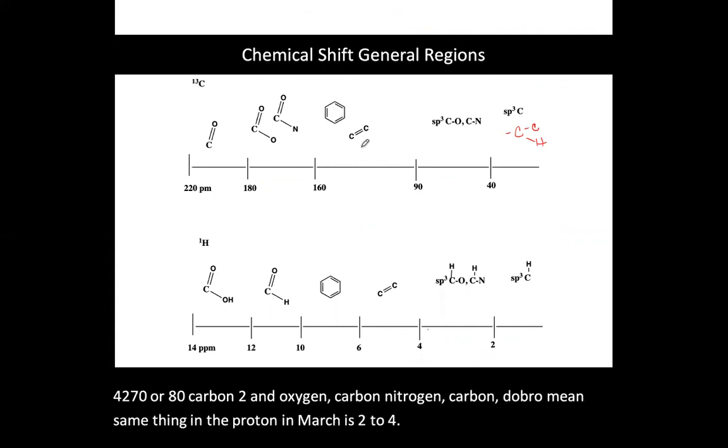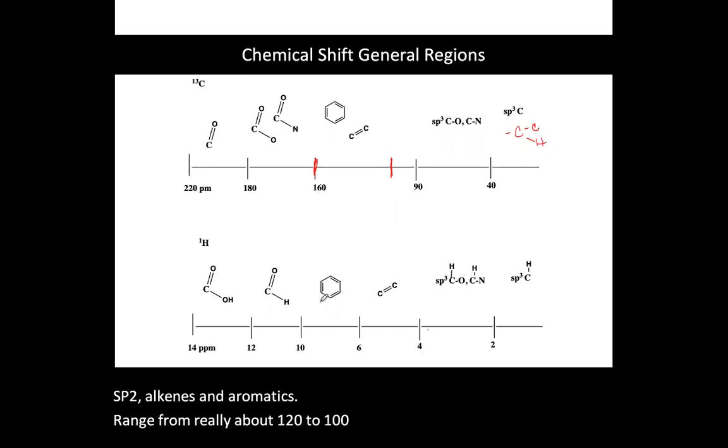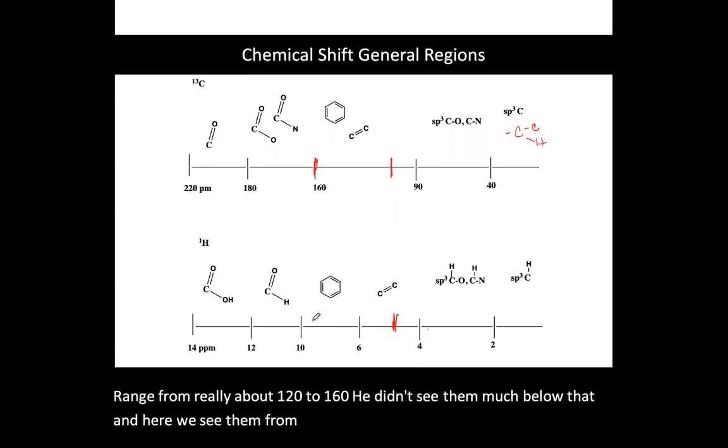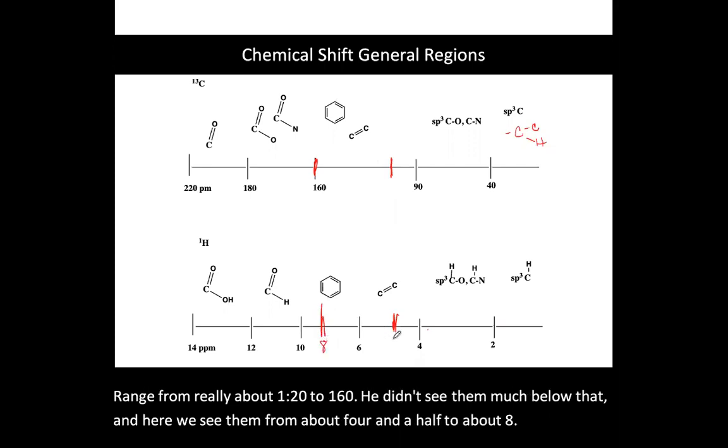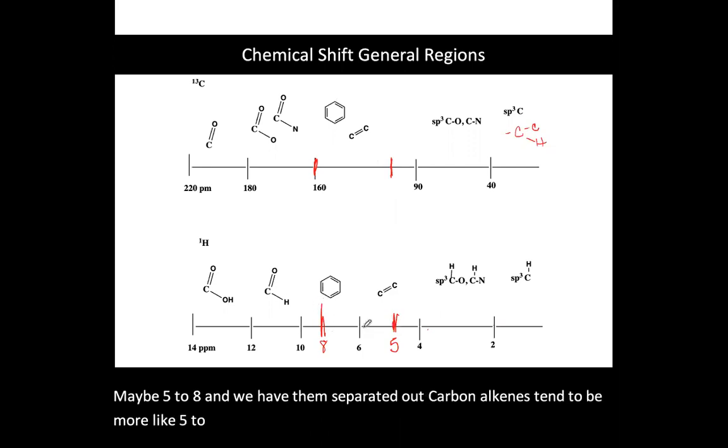sp2 alkenes and aromatics range from really about 120 to 160. You didn't see them much below that. And here we see them from about 4.5 to about 8. Okay, so maybe 5 to 8. And we have them separated out. Carbon alkenes tend to be more like 5 to 6, and aromatic rings are 6 to 8.